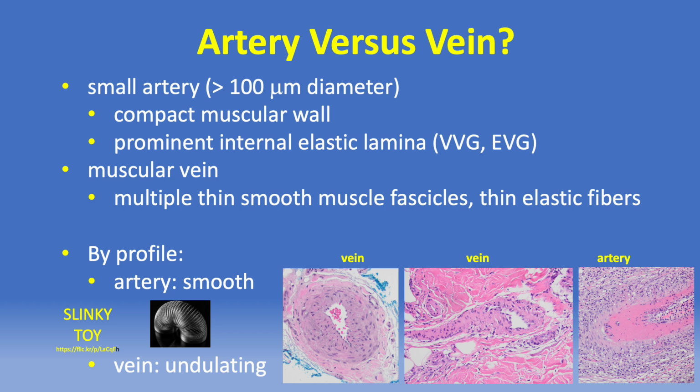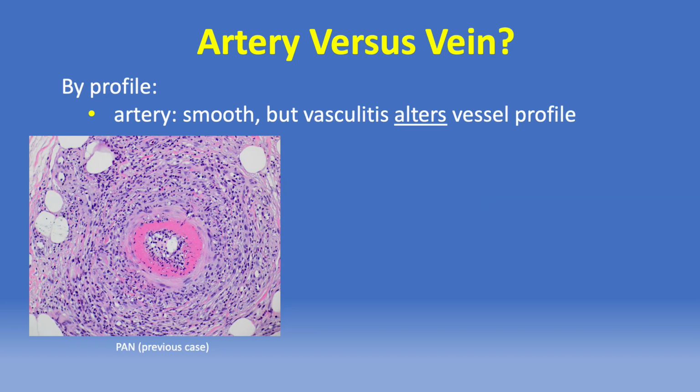So if you imagine, you can take certain tangential sections through the edge of a slinky toy, and even though the vessel is circular, it's going to look oval. So rather than focusing on that, look at the irregularity of the profile of the vessel wall, and that will distinguish an artery from a vein in most cases in my experience. Of course, these are arteries and veins in the physiologic state.